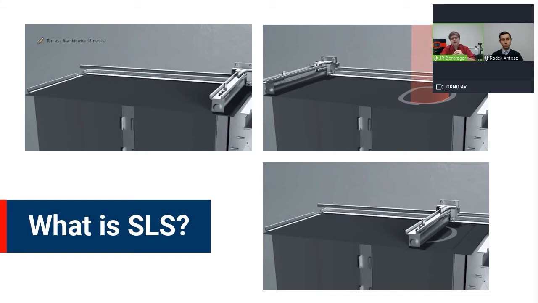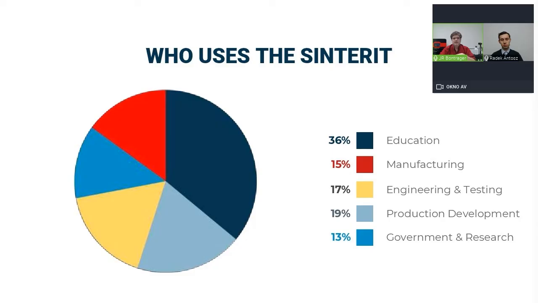There's a lot of materials that you can use this for. It gives you a lot of strength, a lot of durability, and a lot of flexibility depending on the materials that you're using. So selective laser sintering is a very, very unique way to do 3D printing and additive manufacturing.